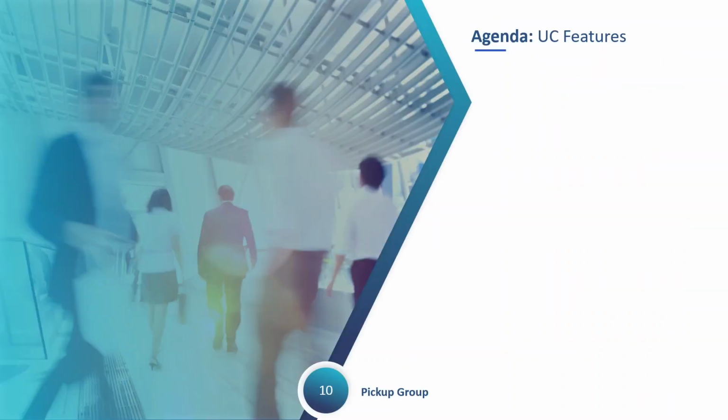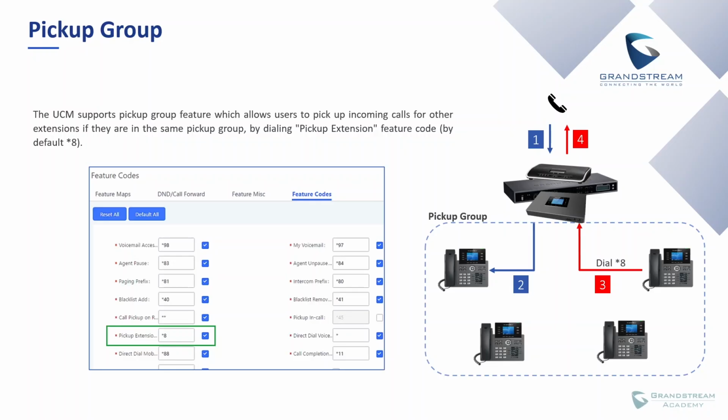And next, we're going to talk about Pickup Group. The UCM supports the Pickup Group feature, which allows users to pick up incoming calls for other extensions if they are in the same pickup group. Users in the same pickup group can pick up unanswered calls of other extensions without actually going to the phone itself. The default feature code for call pickup extension is *8.